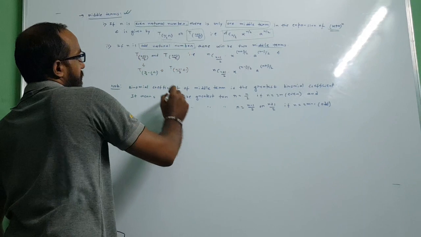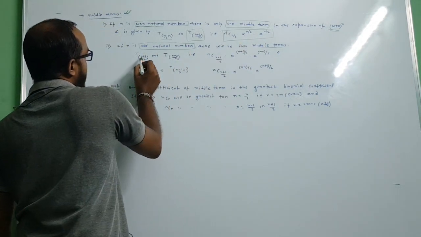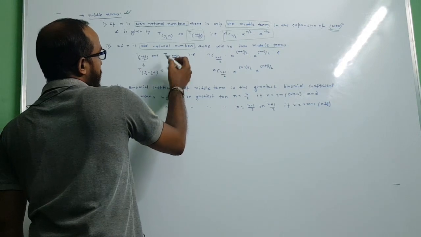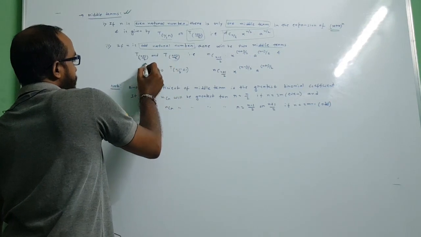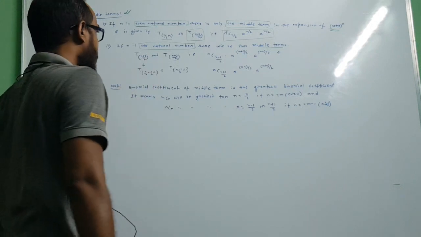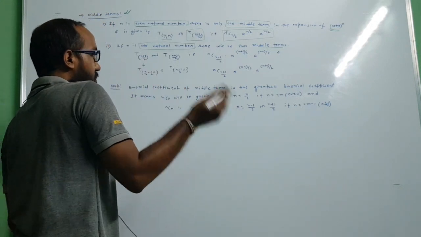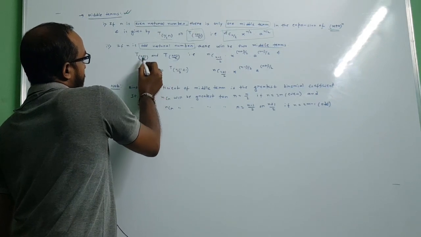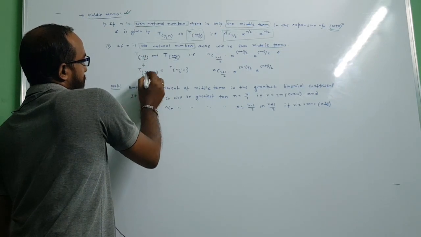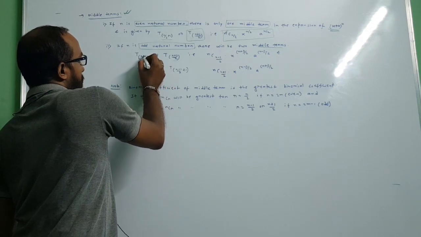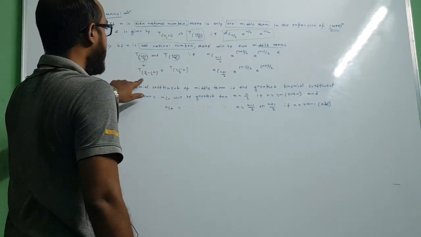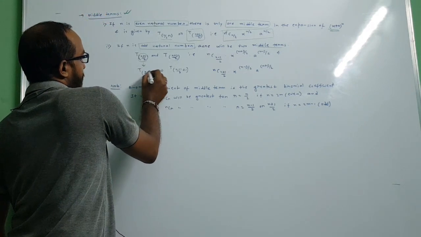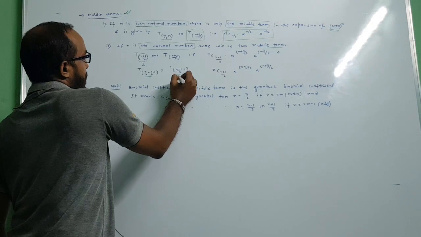And if n is odd natural number, there will be two middle terms. One would be n plus 1 by 2th term, and another would be n plus 3 by 2th term. So in order to apply our general term, that is t r plus 1th term, what we have to do, we can make it as n by 2 minus half plus 1. So minus half plus 1 is plus half. So this term can be written as this thing. So our r is, if you take LCM, n minus 1 by 2.